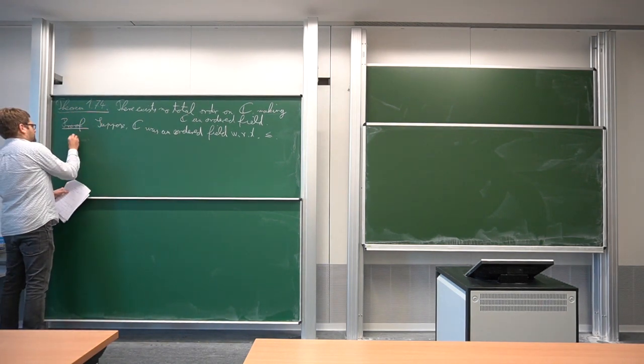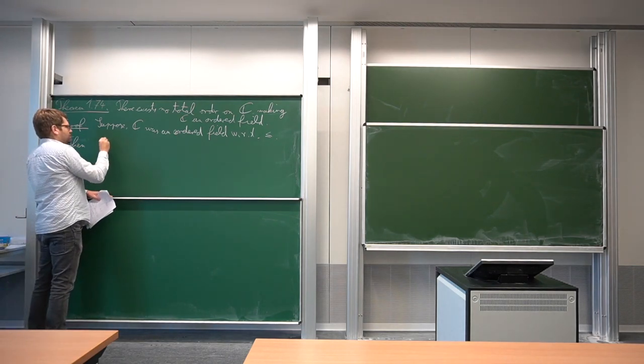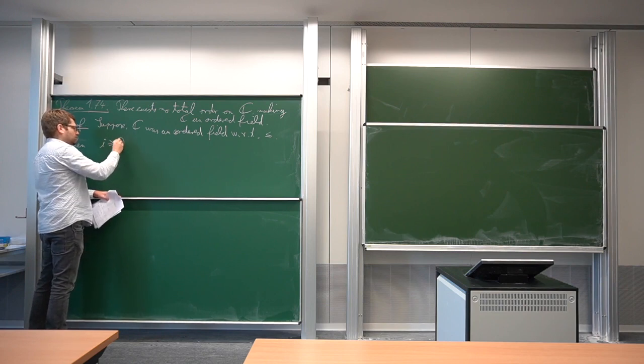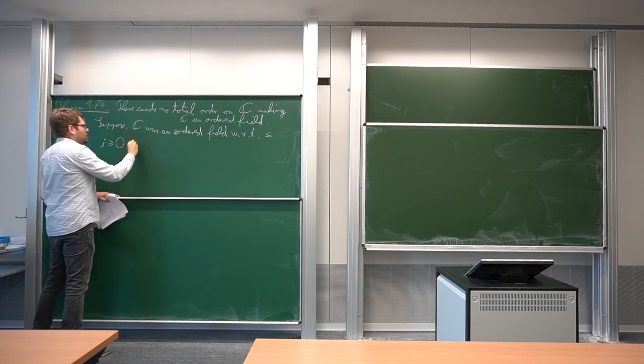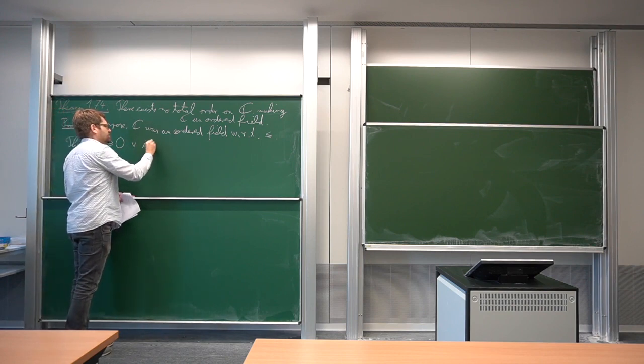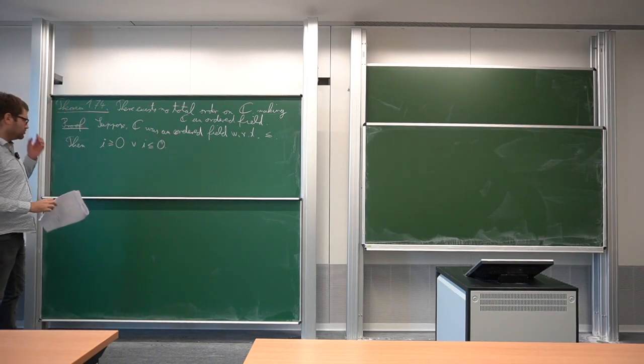Then, in particular, since it's a total order, we would have a relation between the number i, the imaginary unit, and 0. It would hold that i is bigger than or equal to 0, or that i is smaller than or equal to 0. And for both of these settings, we will now construct a contradiction.